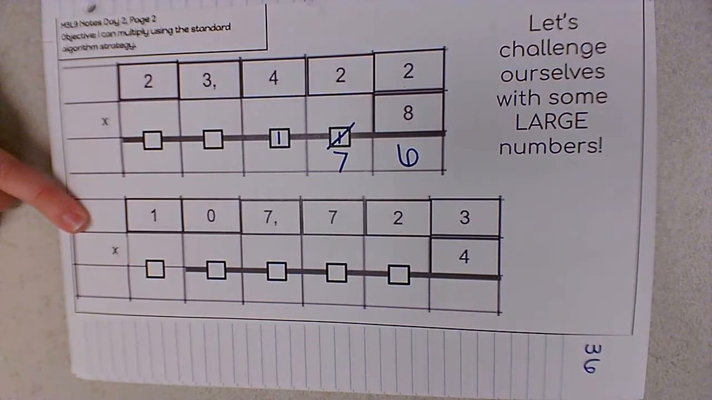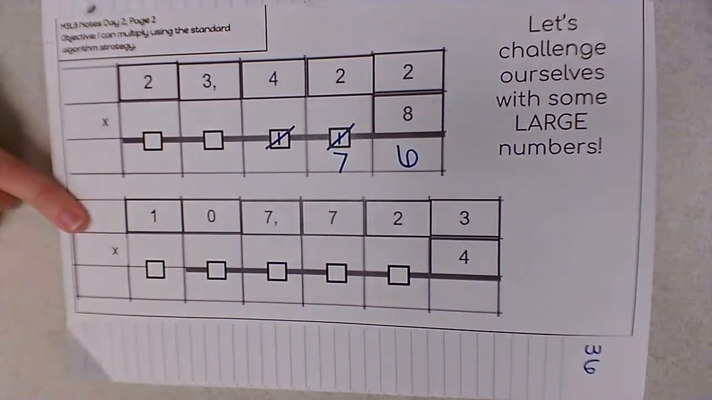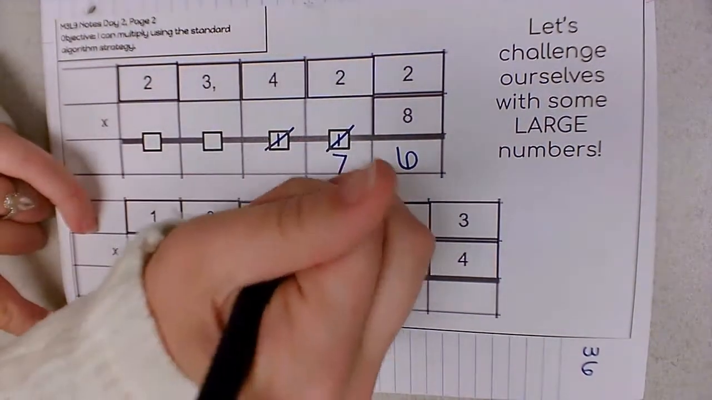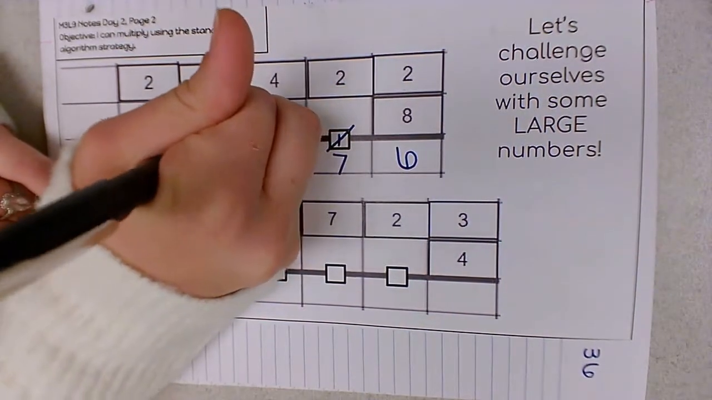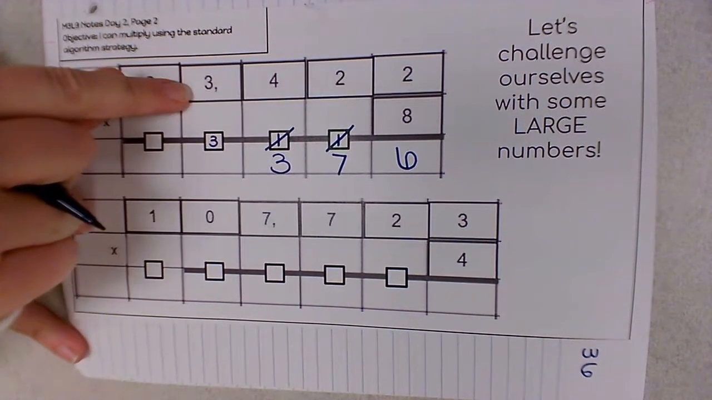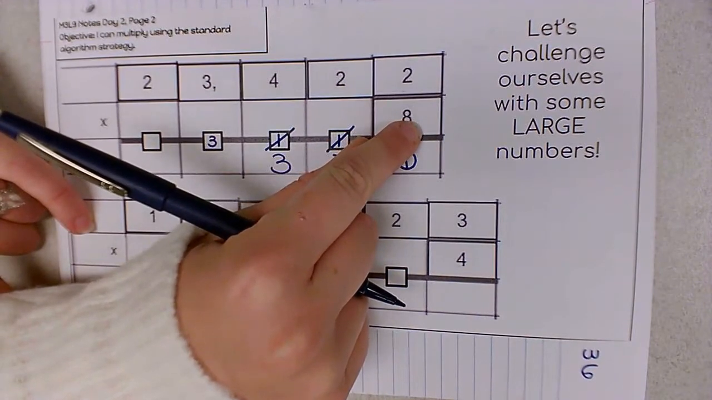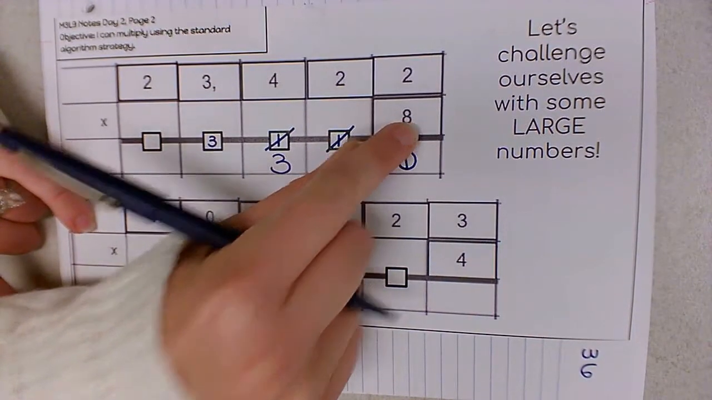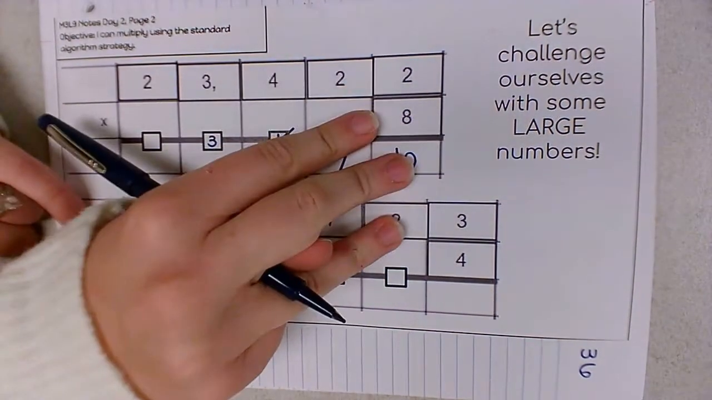4 times 8 equals 32. 32 plus 1 more is 33. Leave behind your 3 ones. Regroup your 3 tens in 33. 3 times 8 equals 24. Let's add 3 more to 24. 25, 26, 27.